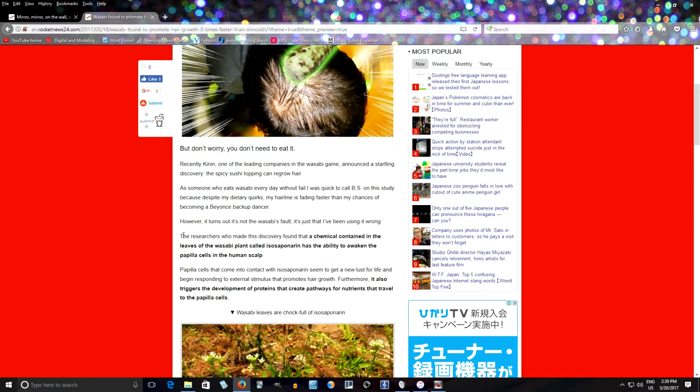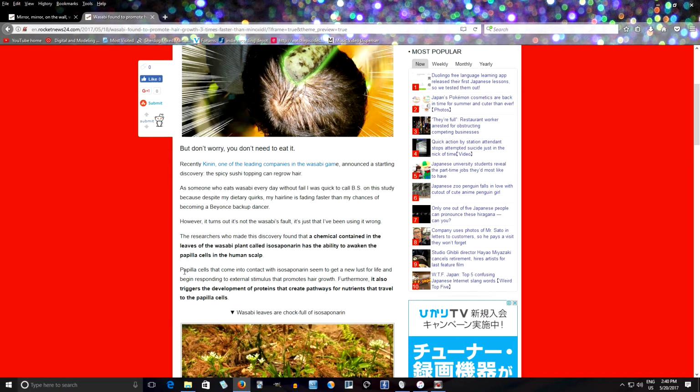So it says, the researchers who made this discovery found a chemical contained in the leaves of the wasabi plant called isosapronarin. I don't know how to pronounce that, I'm sorry. It has the ability to awaken the papilla cells in the human scalp. Oh, that's good. Maybe you should slow down before you go out and buy lots of wasabi, because it says one of the companies that works in the wasabi industry. So, is this true or not?